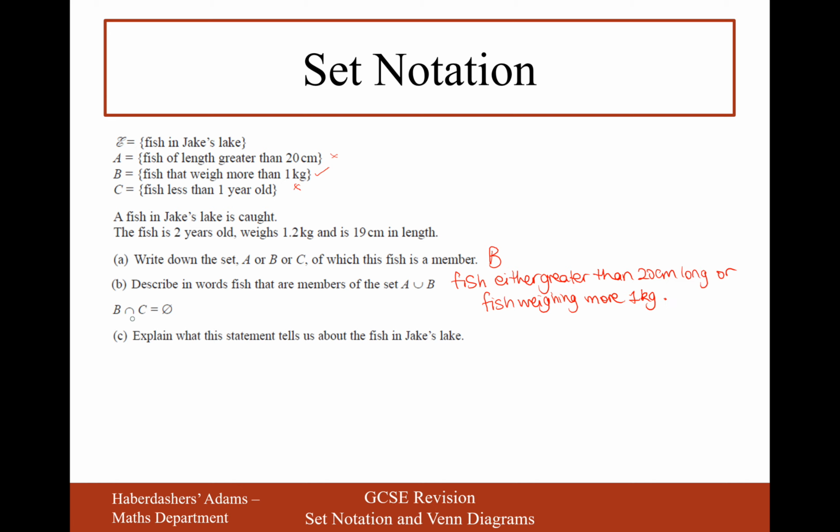The last part, B intersection C, is the null set. Explain what this statement tells you about the fish in Jake's lake. There are no fish over 1 kilogram and less than 1 year old.